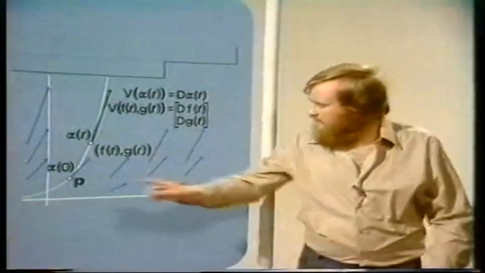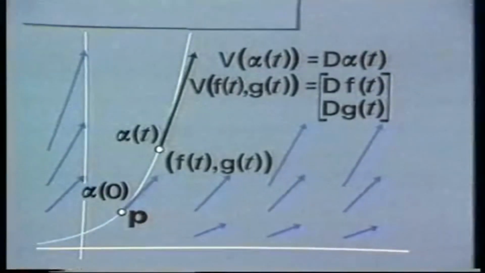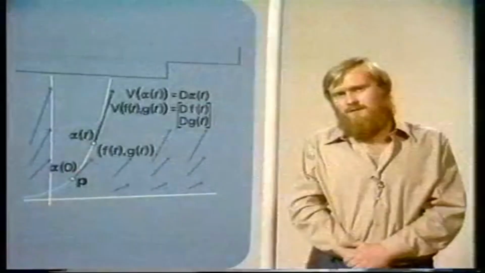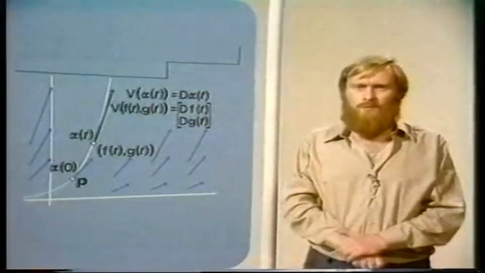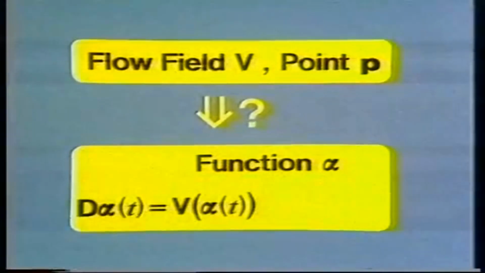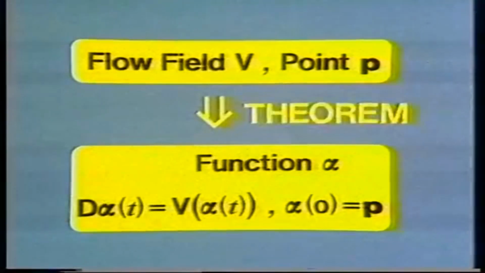By the way, you have to think of this part of the motion down here as happening in the past, because it corresponds to negative values of t. But anyway, this water flow analogy does make it plausible that flow functions alpha could exist. But let's write the existence question formally to make it clear. Given a flow field and a proposed starting point P, can we find a function alpha which is a genuine flow function and which does start at P? And the answer is yes, at least for a large class of flow fields.